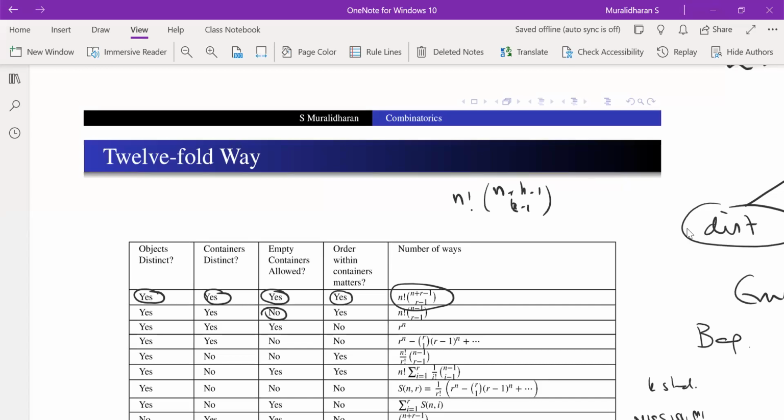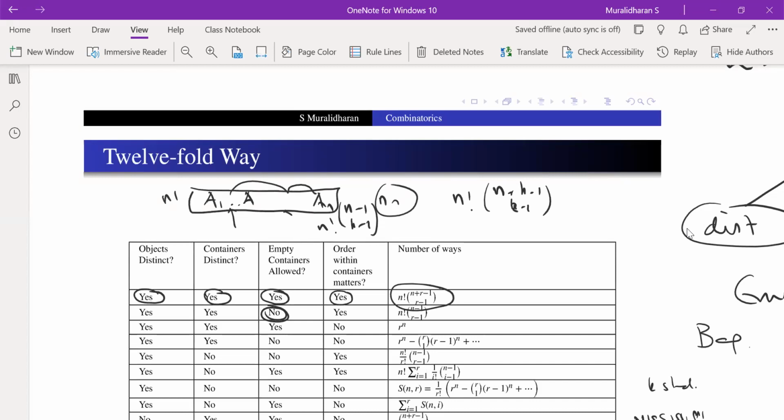If empty shelves are not allowed, I have a1, a2, up to an in n factorial ways, and then I introduce k minus 1 separators in between the n minus 1 gaps. So how many ways can I introduce separators? n minus 1 c k minus 1 into n factorial. So n factorial ways of arranging the books and then k minus 1 separators. Once I put the separators, everybody before the first separator goes to the first shelf, between 1 and 2 goes to the second shelf, between 2 and 3 goes to the third shelf, and so on.